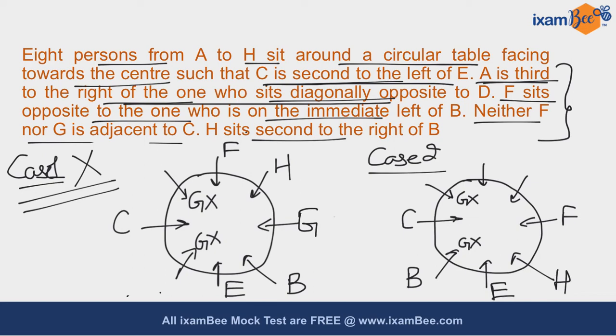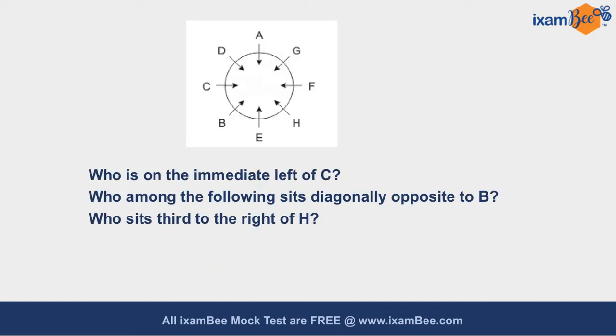However, if you try fixing in your case number 2, you know that A is third to the right of the one who sits diagonally opposite to D. So if D is placed over here, and you know that H is diagonally opposite to D and A is third to the right of the one who sits diagonally opposite to D, you can place A over here and G over here. So this is the correct arrangement, and on the basis of this arrangement you have to find all your answers.